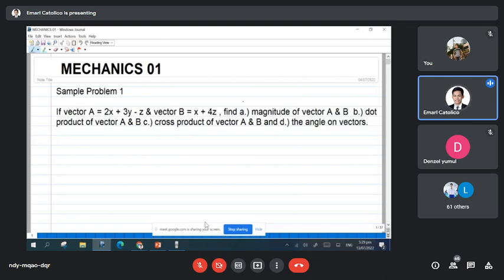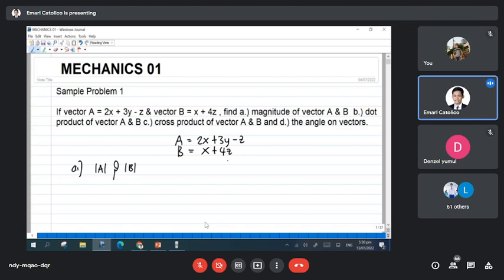Topic, vector. So if vector A is equal to 2x plus 3y minus z, and vector B is x plus 4z, find the magnitude of vectors A and B, dot product of A and B, cross product, and the angle between the vectors. Number 1, madali lang to kasi gagamitin lang natin yung dinis-cuss ko kanina, mga formula na nandun. Sulat muna natin yung vector. Meron tayong vector A of 2x plus 3y minus z, and vector B of x plus 4z. Solve muna natin letter A, magnitude of vectors A and B.